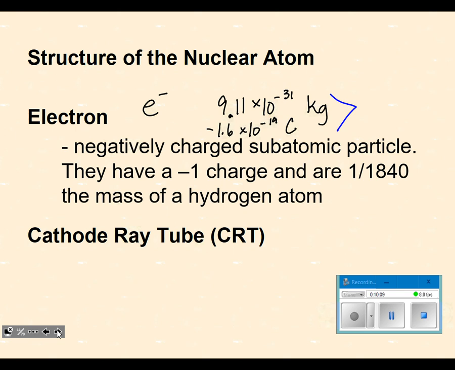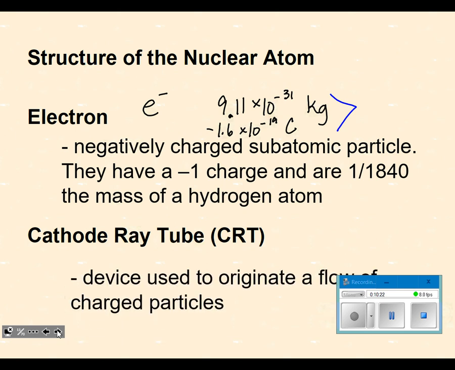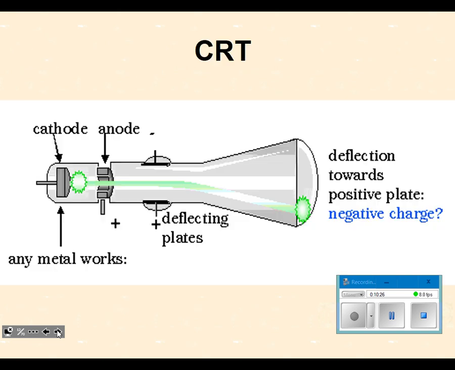But again, an electron's negatively charged. It's a little tiny particle. It's outside of the nucleus. That's also something you might want to write down. And it was actually discovered with something called the cathode ray tube. That was just a device that created charged particles.